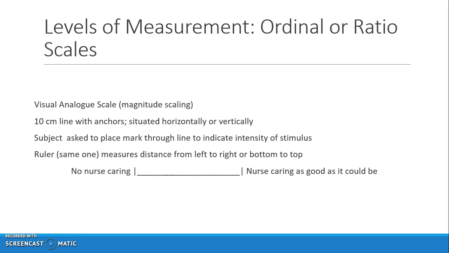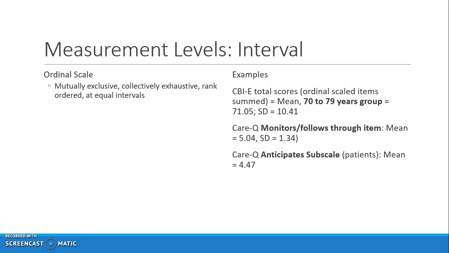Visual analog scales basically can be used as ordinal or ratio level scales. So sometimes you're going to see them like this, where no caring is 0 at the end, and nurse caring as good as it can be is 100 millimeters or 10 centimeters at the other end. But sometimes you're going to see markings from 0 to 10 on the scale. In that case, it will be ordinal. If it's just looking like this, it would be ratio level data. Ordinal scales then, remember, are mutually exclusive, collectively exhaustive, rank ordered.